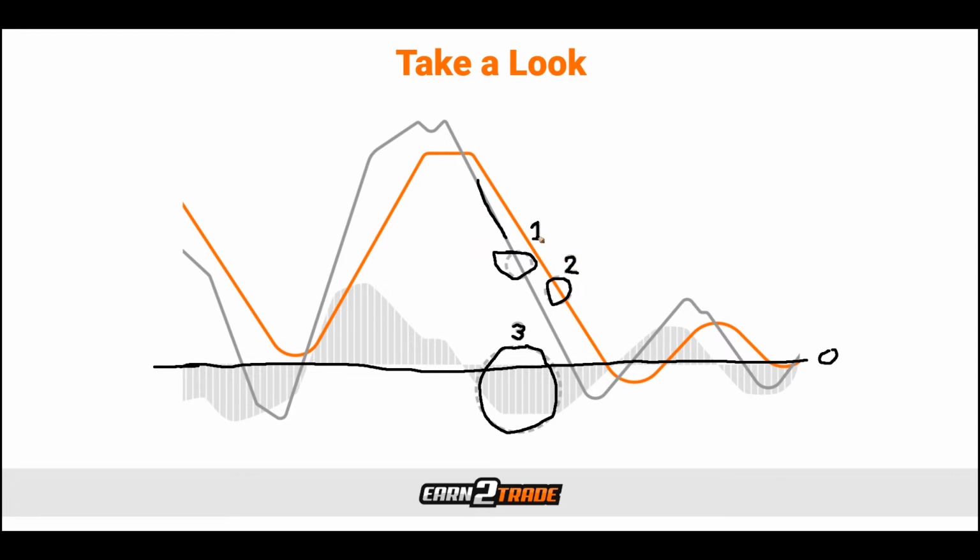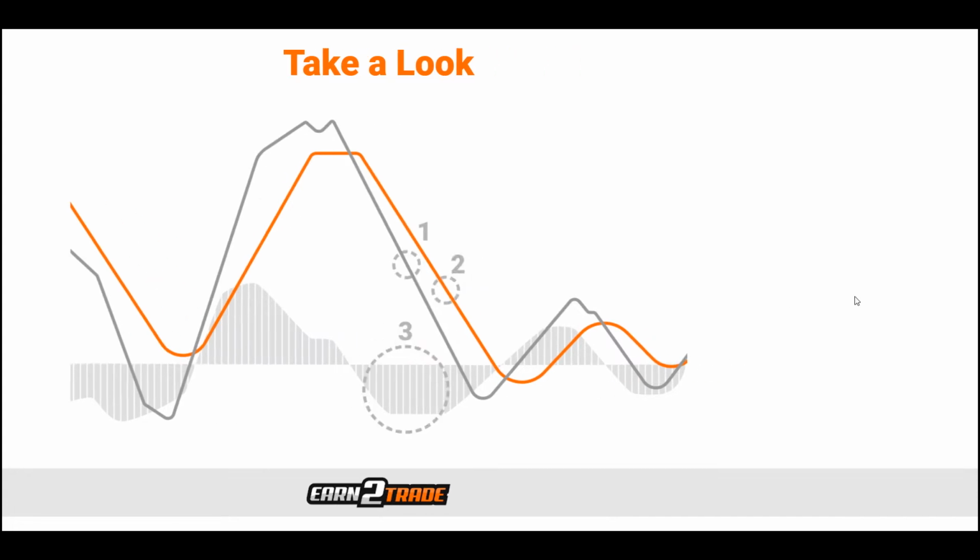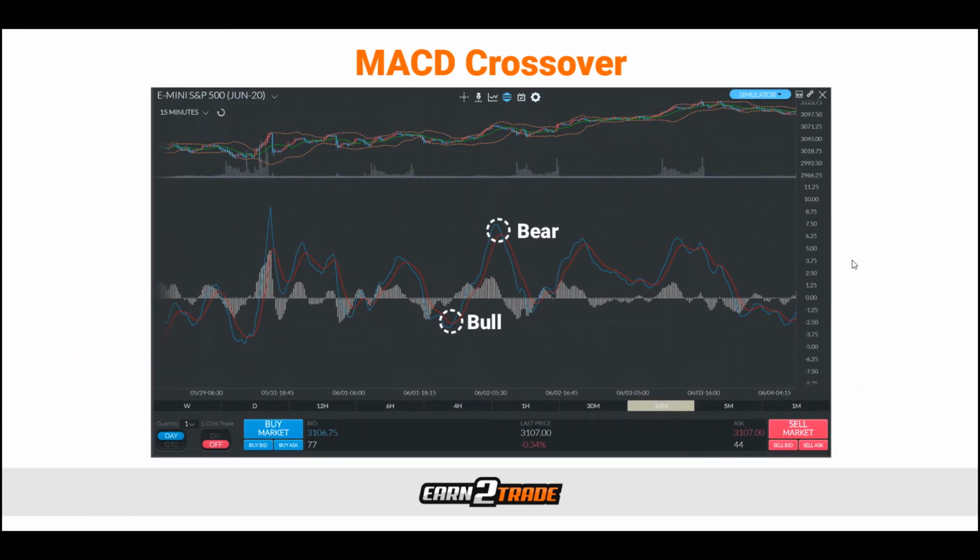Then we have the number 2, which is the signal line, which is this bright orange line that is on top of it over here. And the signal line is analyzed in addition to the MACD line, as well as relative to where the MACD line is in relation to it, to help spot reversals and mark potential entry points in the market as well. So traders pay a lot of attention to the moments in which these lines intersect and change hands in regards to who's on top and who's on bottom, as well as where these lines are in relation to the zero line over here.